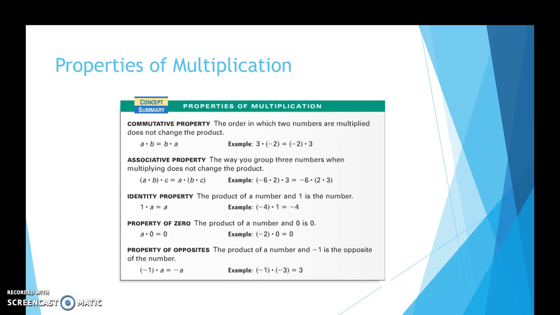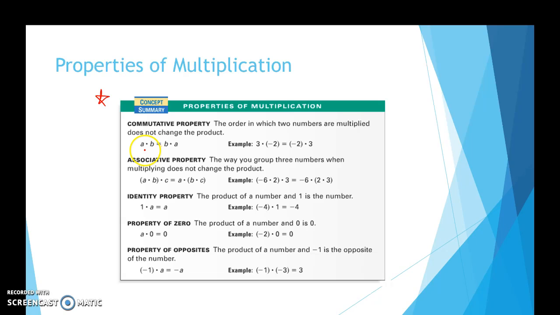Let's look at some of these properties here. There are various properties when you're multiplying integers as well. The first one is the commutative property. Please write down everything you see in this chart. The commutative property says the order in which two numbers are multiplied does not change the product, meaning it does not change the answer based on the order it's written.